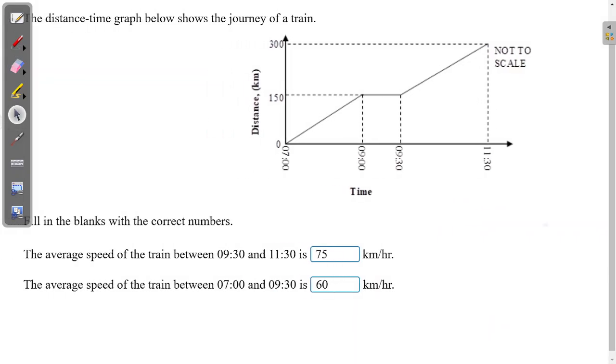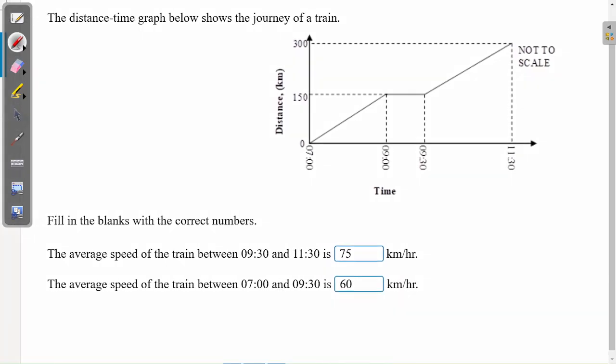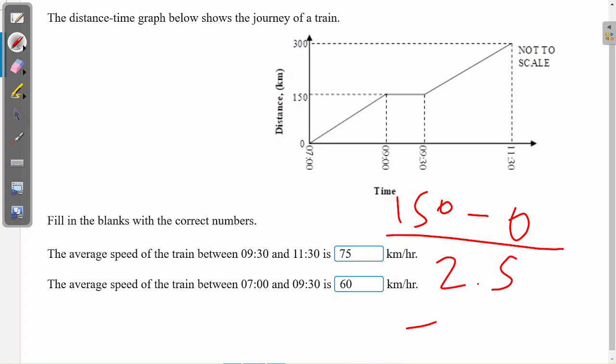For the second one, at 9:30 it's 150 minus at 7 it's 0, and then between 7 and 9:30 it's 2.5 hours, so 2.5. You will get 60.